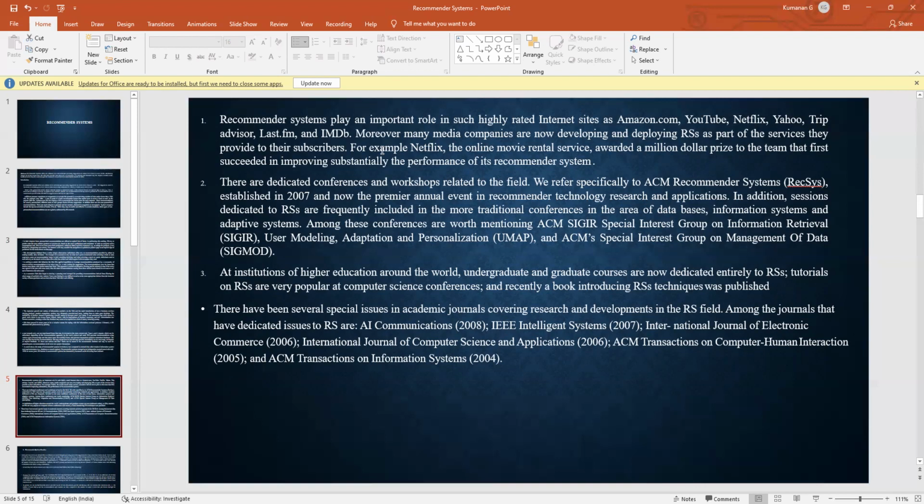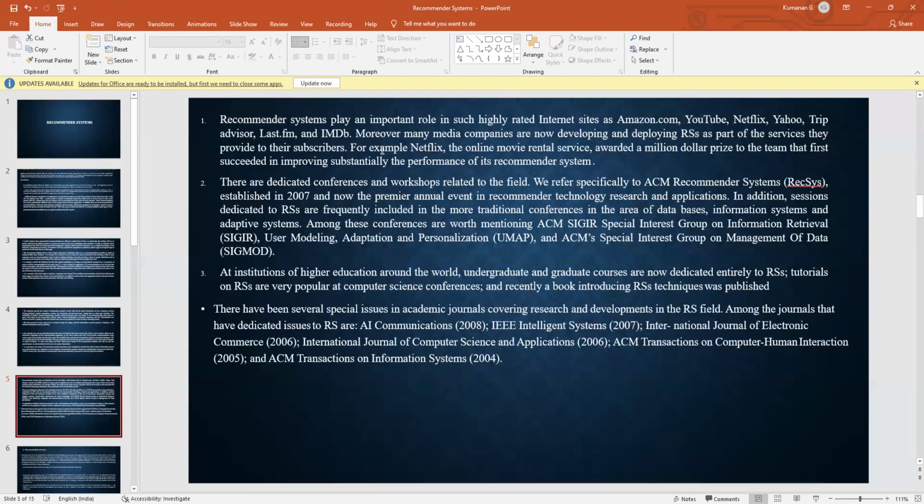Among these conferences are worth mentioning ACM SIGIR, the Special Interest Group on Information Retrieval. For UMAP, the acronym is User Modeling, Adaptation, and Personalization. And the ACM Special Interest Group on Management of Data.